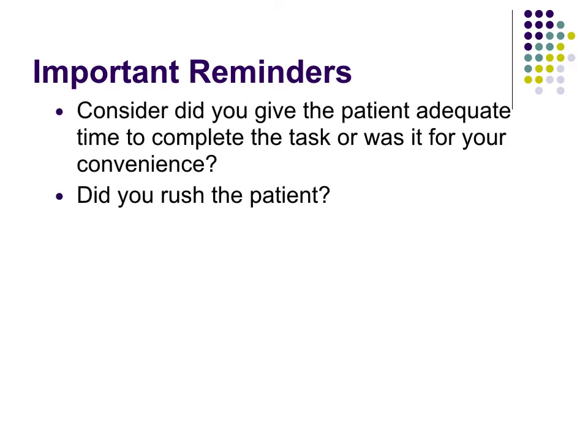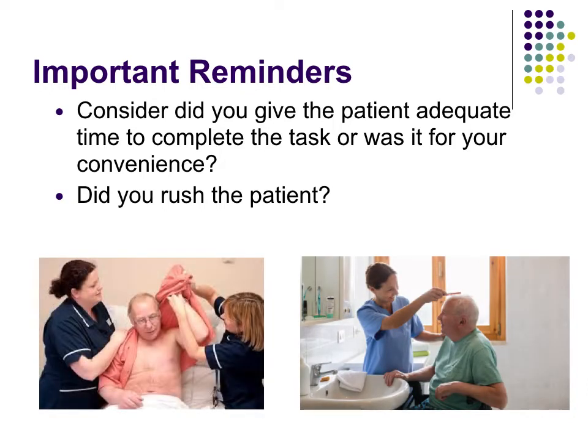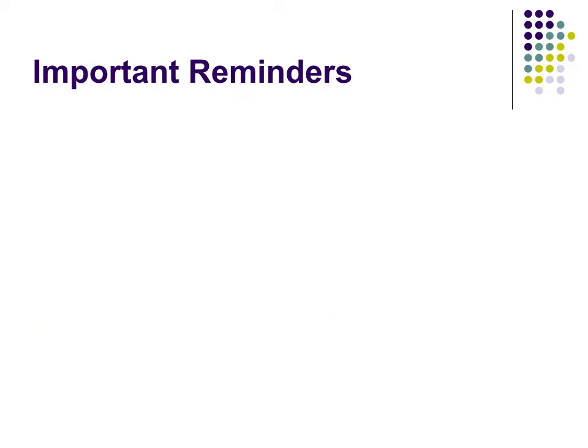A couple important reminders when you're scoring: consider, did you give the patient adequate time to complete the task, or was it for your convenience and did you rush the patient? So just make sure you're giving the patient an opportunity. Did you bring 2 people in there to get it done quicker, which I understand from an efficiency standpoint, but look at, did you give the patient opportunity? Could they have put their shirt on by themselves if you would have let them and given them an appropriate amount of time? So that would be a non-FIMable occurrence if you brought 2 people in there just to get it done quicker. So just be aware of those things when you're scoring.